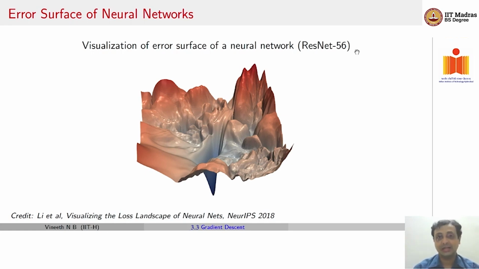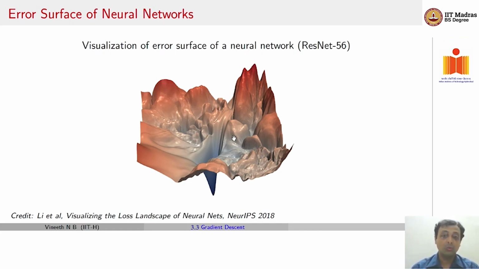This one is ResNet, which again has millions of parameters, which means although we see it in three-dimensional space here, this kind of an error surface actually exists in a 60 million dimensional space. So you can imagine the complexity that's going to be there on that particular surface.